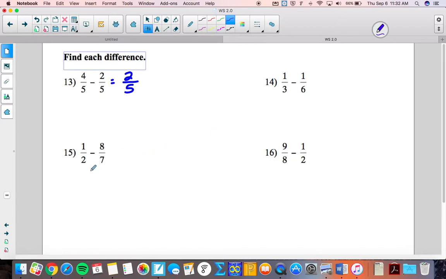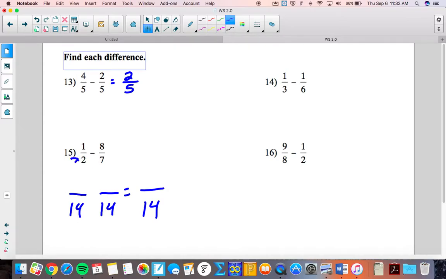Let's go to number 15. So you got to get a common denominator. So 14 would be the common denominator. Your answer to start with will be out of 14 as well. So you make 3 fractions out of 14. First fraction, second fraction, first solution.